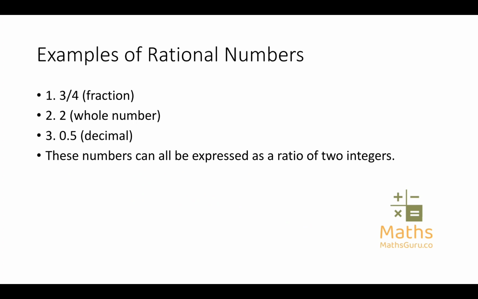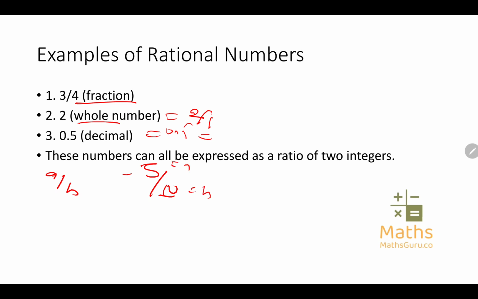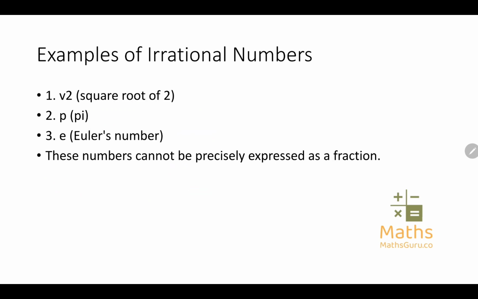Let's take examples of rational numbers. As I mentioned, it can be represented as a by b. So 3 by 4 would be a fraction. Then 2, which is a whole number, is also a rational number because it can be represented as 2 by 1. Then 0.5 we can write as 5 by 10, so again it's in the ratio a by b, where b is 10 and a is 5. So it is also a rational number.